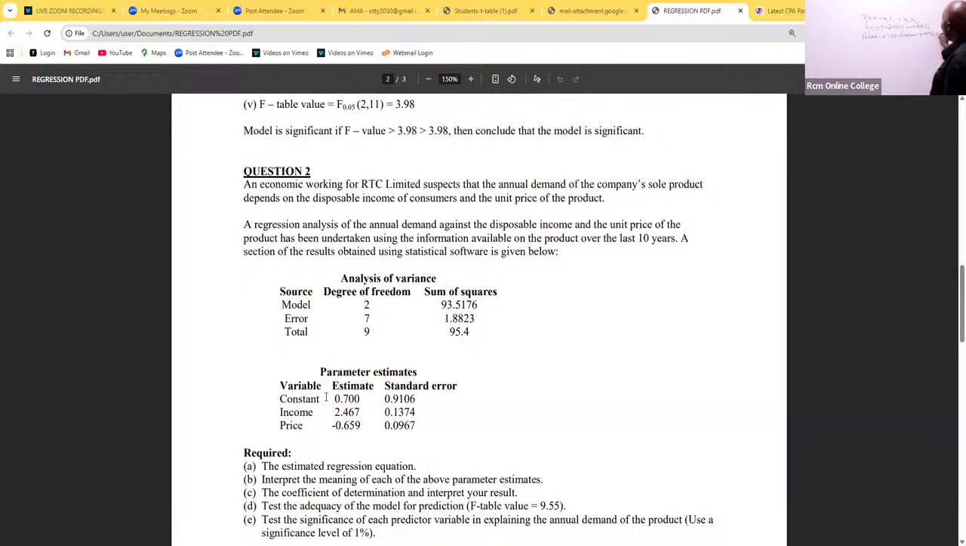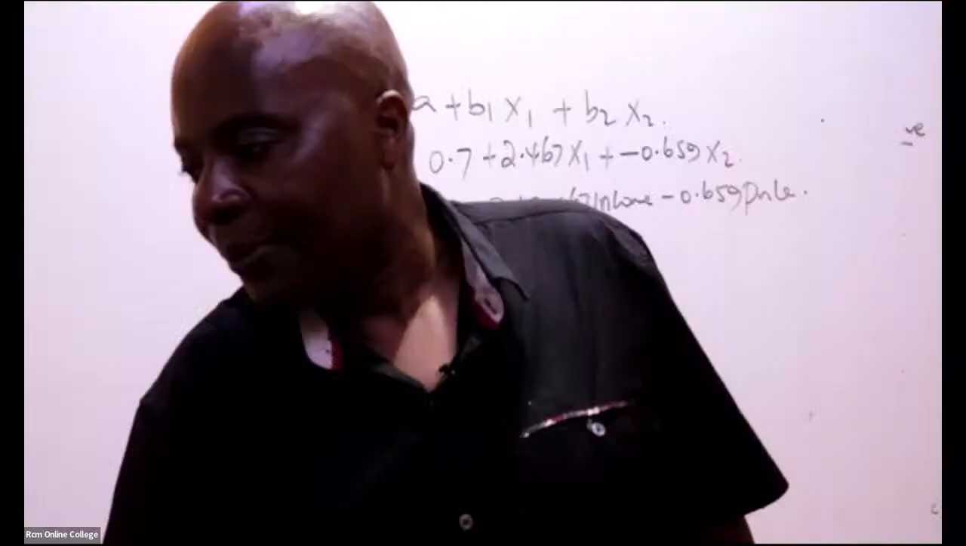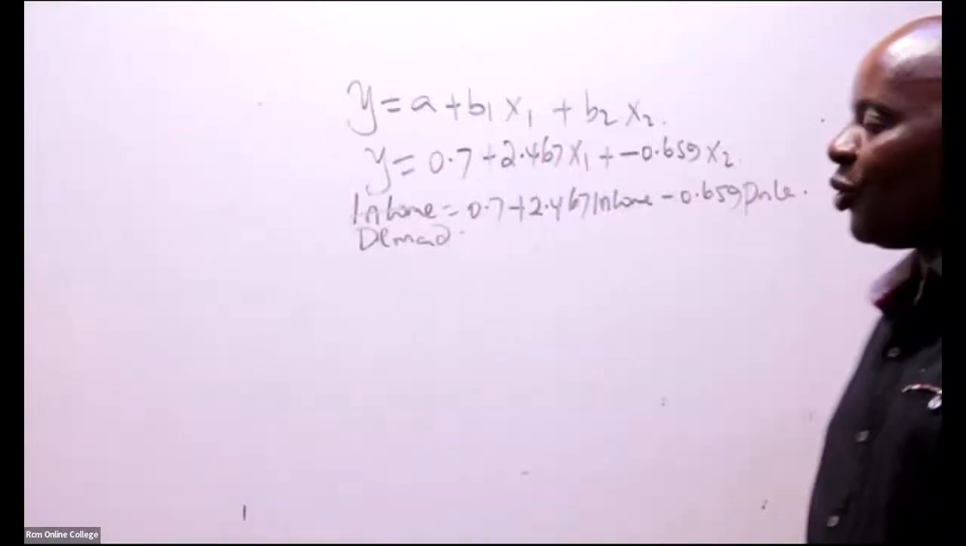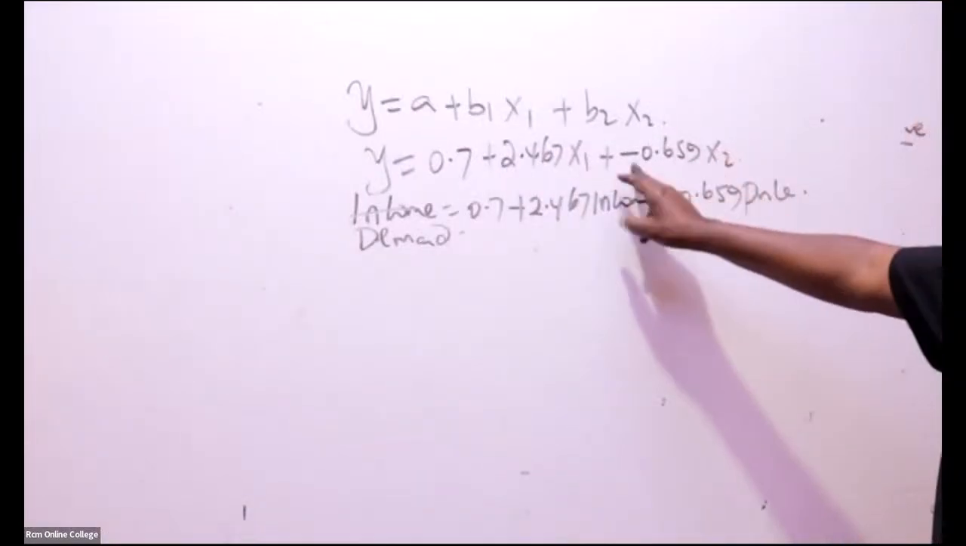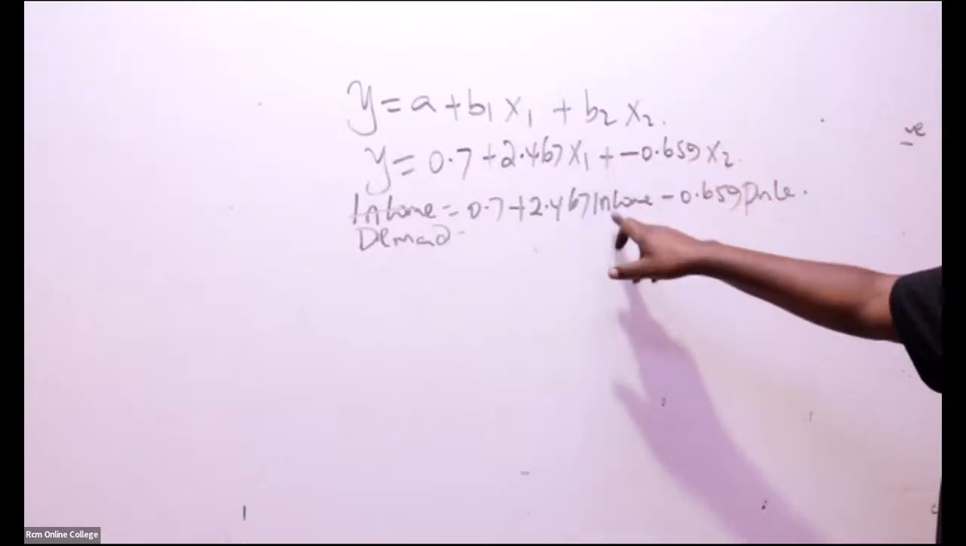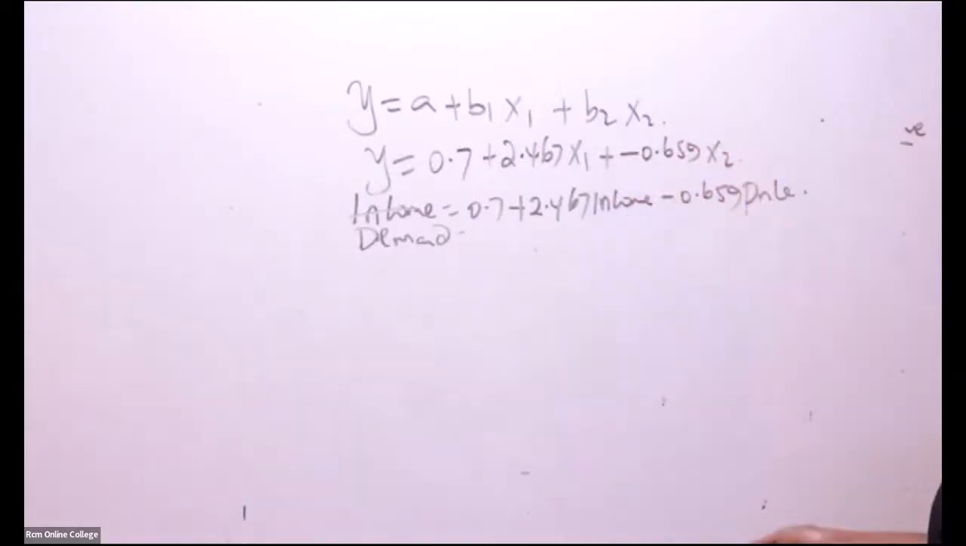So it means that y is not income. An economist working for RTC Limited has annual demand, so this y is annual demand. This is what was expected of you in Roman 1. You can either leave it like this, with plus and minus, or you can put in the variables like that.